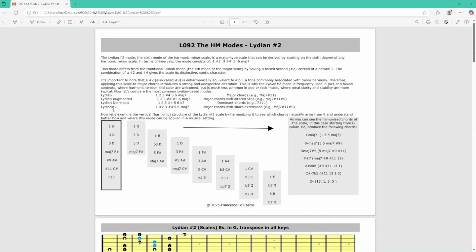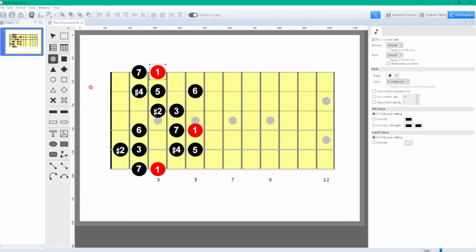Last but not least, we have now Lydian sharp 2, where we have a Lydian but with a sharp 2 and also applies to major chords. And let's have a look at why. So here is a Lydian sharp 2 scale, and the interval, as we said, is 1, sharp 2, 3, sharp 4, 5, 6, major 7, and then root note.